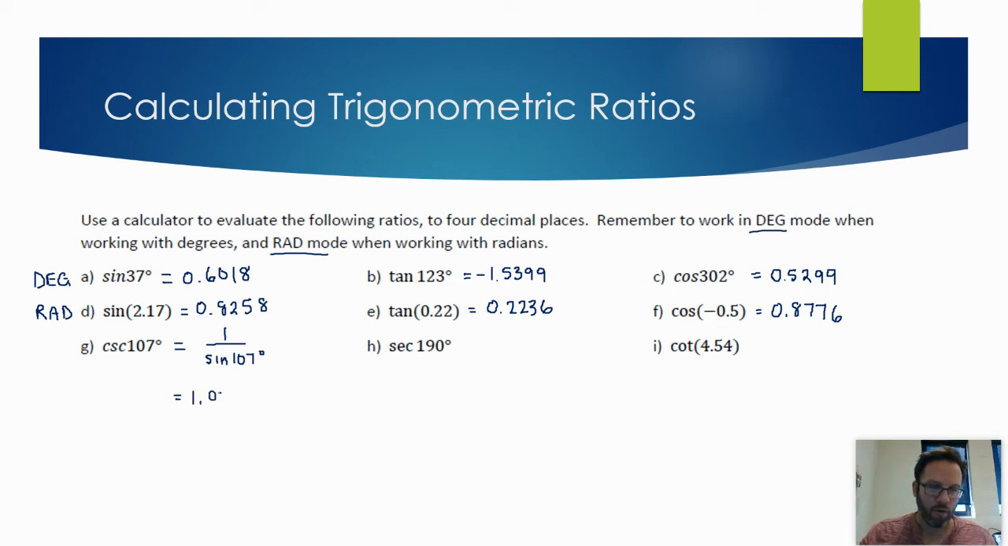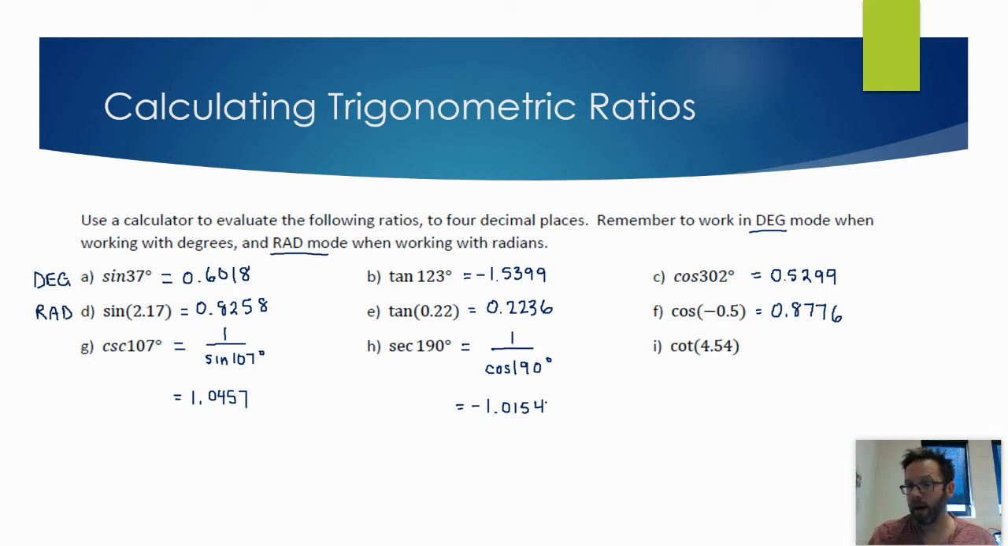None of what we're doing is designed to be crazy complicated. Right now I'm trying to make sure that we're all very comfortable flipping back and forth and knowing the ins and outs of our calculators. Secant 190, what is that? It's the reciprocal of cosine. So you can do cosine 190, write down the decimal, then divide, or you can just do it all in one step. Get negative 1.0154.